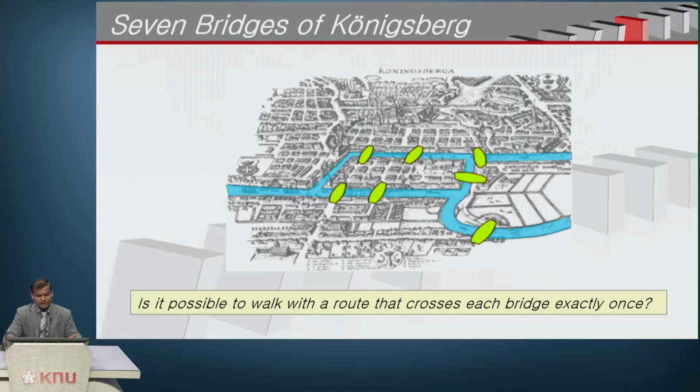This is one of the famous problems that people started with when they considered graph theory, the Seven Bridges of Koenigsberg. As you can see here, this small town of Koenigsberg has been connected by means of 7 bridges. The question is: is it possible to walk a route that crosses each bridge exactly once? That's quite a tricky question. So people started to come up with their arguments.